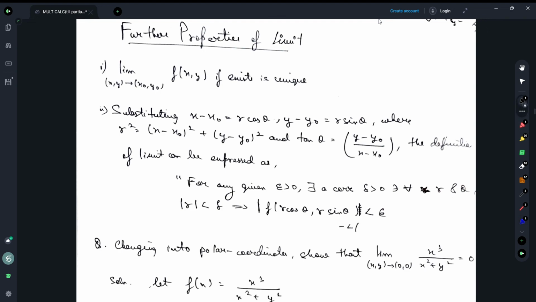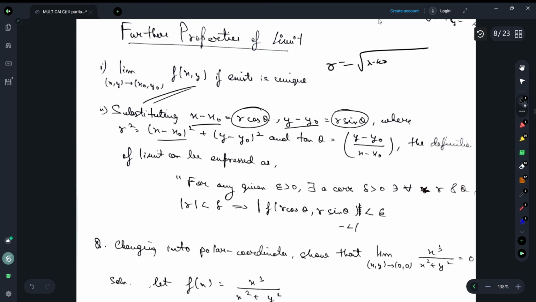Okay. For example, if this is a limit you are given, we can substitute x minus x0 with r cos theta, y minus y0 with r sin theta, where r is the distance between xy and x0 y0. Okay, and theta is the tan inverse of y minus y0 over x minus x0. Clear?